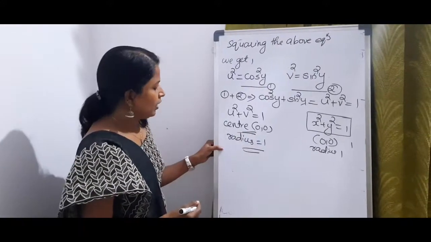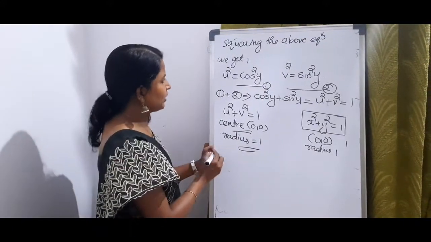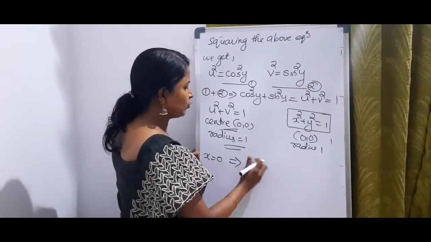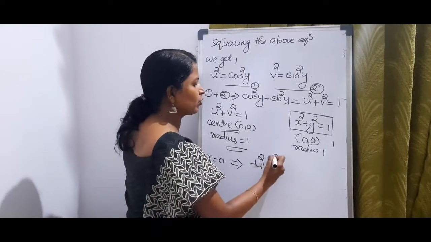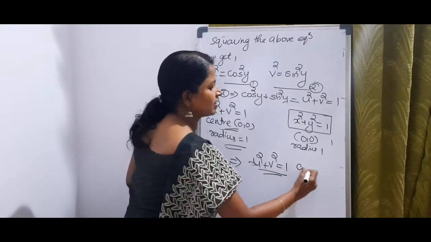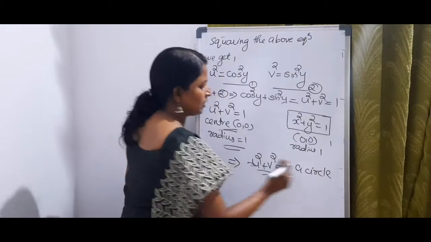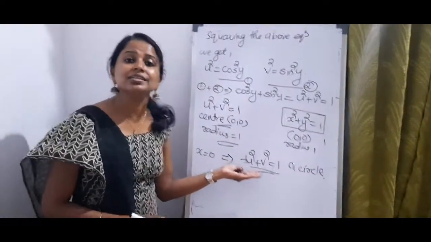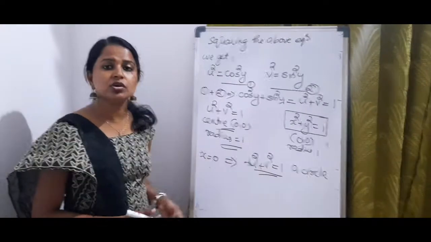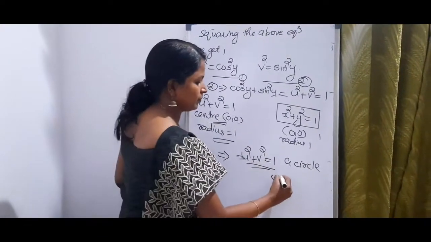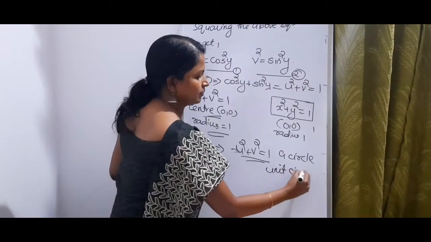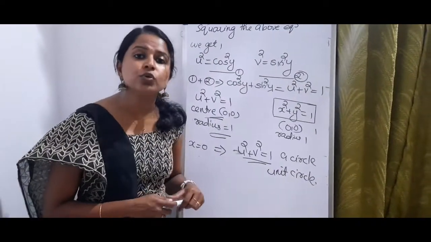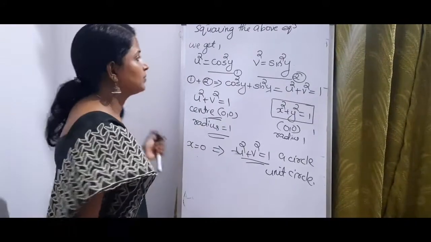That is, first we take x equal to 0. We get u square plus v square equal to 1, a circle with radius 1. So, the circle is known as the unit circle. Okay. Then the second case, we take the value x equal to a.